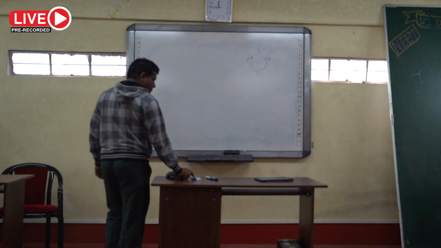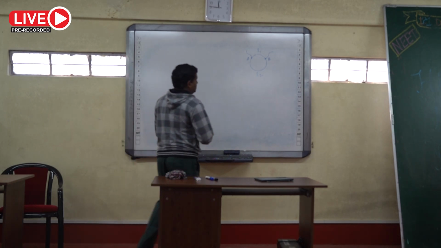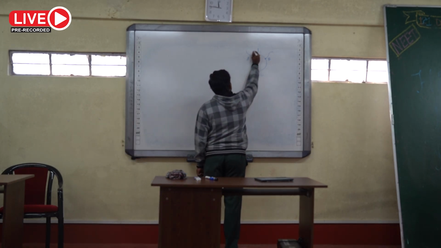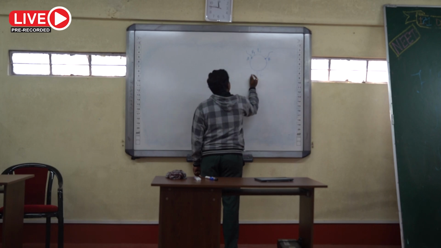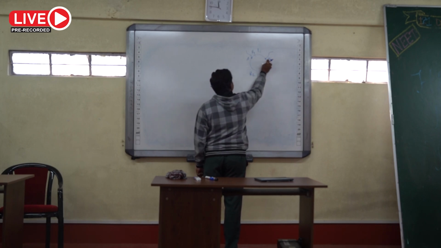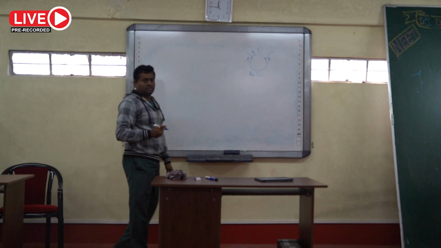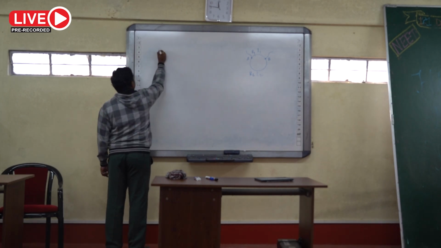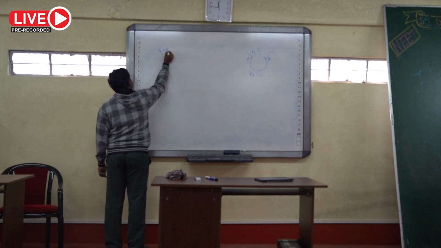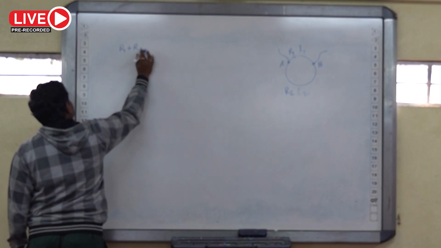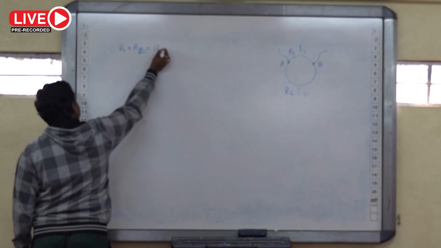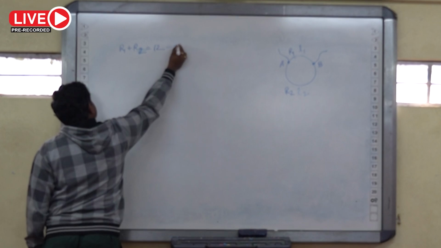See, resistance is directly proportional to length if area of cross section remains constant. Then we consider R1 and R2 are the resistances of these two arcs. Then we know that R1 plus R2 is 12 ohm, that is given.